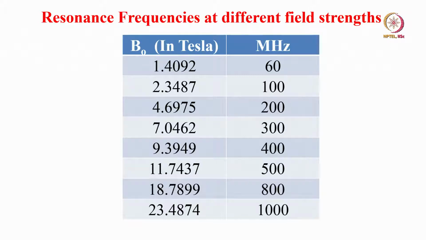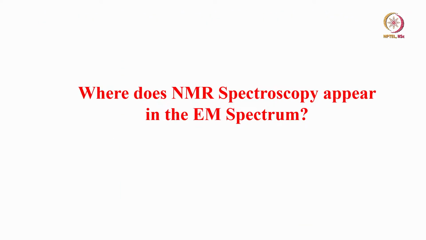The resonating frequencies at different magnetic field strengths can be given like this. For different magnetic field strengths, you can see, for example, 200 and 400 is exactly doubled, 200 and 800 you can see exactly 4 times. You can find out. So, this is varying linearly.